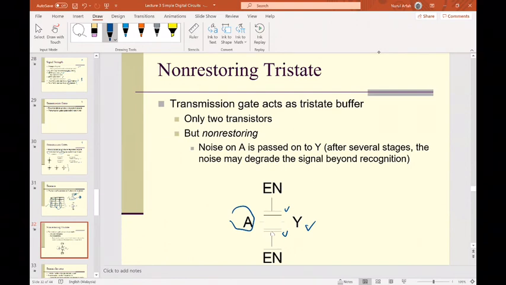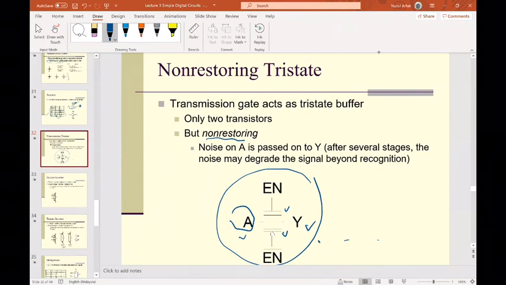So meaning to say, because it is non-restoring, it will pass whatever we have at the input. Okay. So if let's say we have only 1 transmission gate, this is still okay. But what if you have so many transmission gates? This will degrade your system performance. So it is not good.